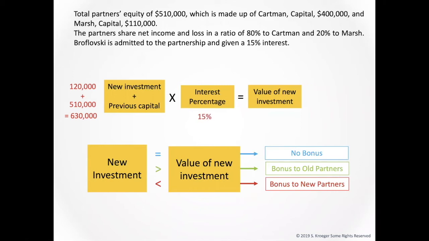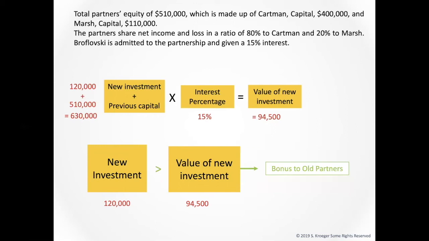Multiply this by the interest percent, which is 15%, gives us a total of 94,500. The new investment is 120,000. The value of that investment, the amount of capital that Broflovski is getting, is 94,500. In this case, his investment is more than the value of the investment, meaning that there's a bonus to the old partners. This extra amount that Broflovski is giving is going to end up going to the old partners and increasing their capital account because they're getting bonuses with this extra money.